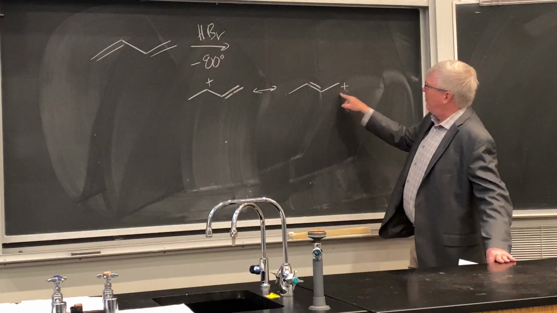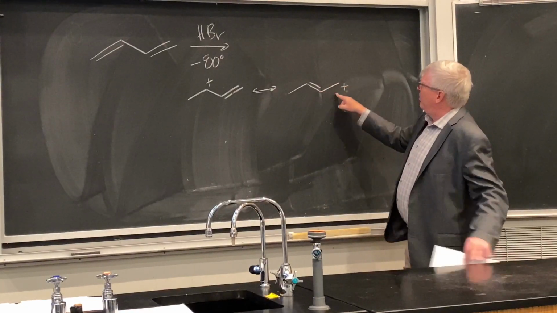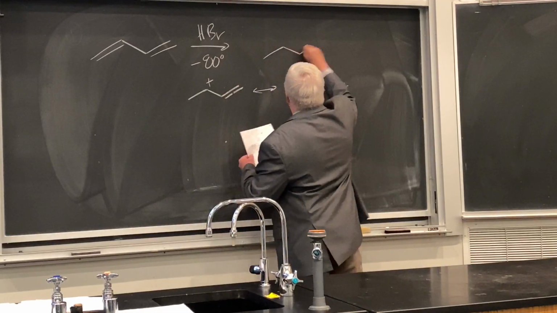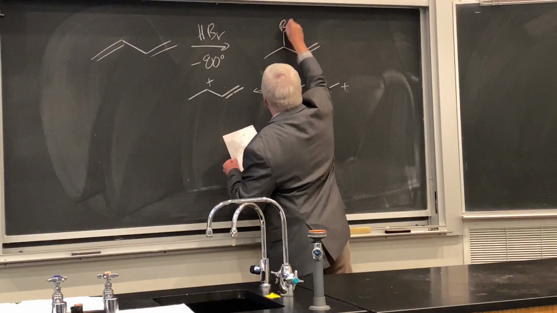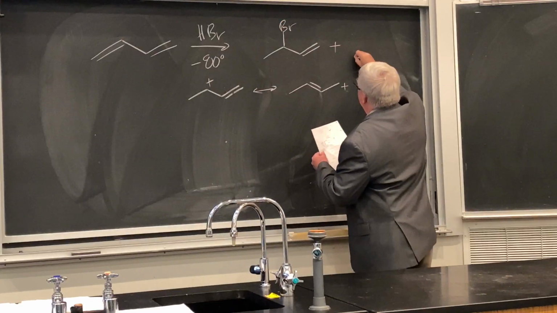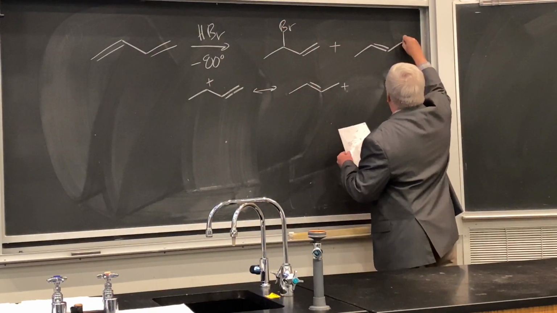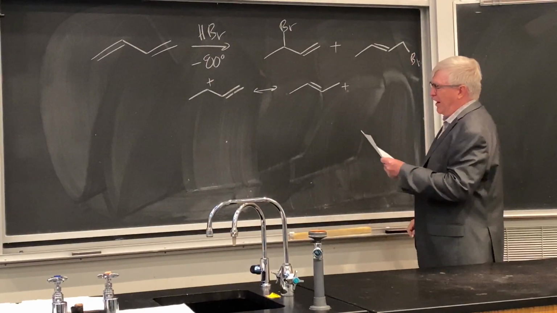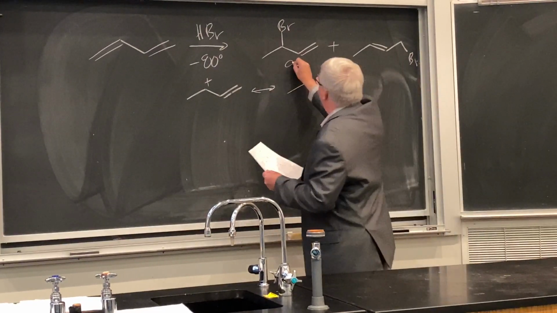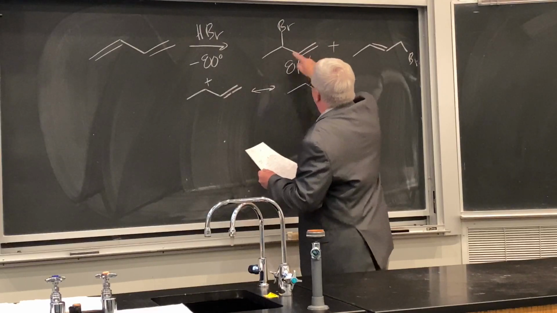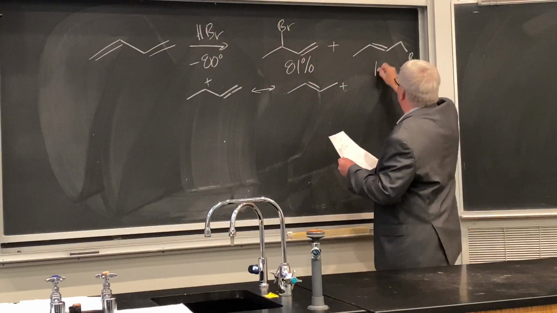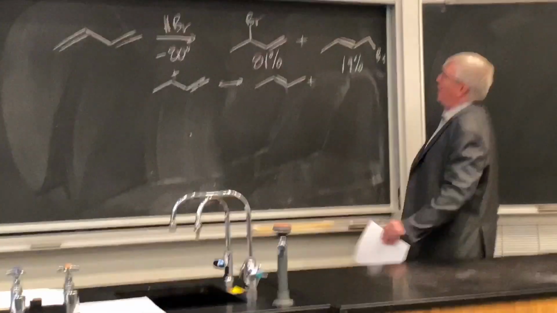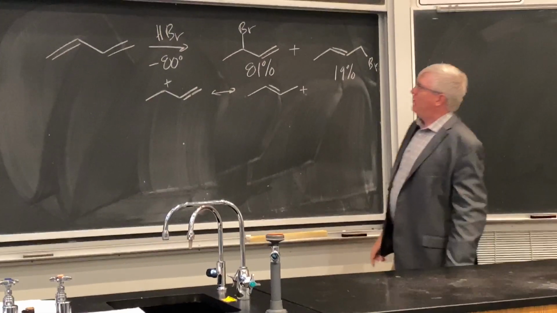And then we've got the resonance forms here, secondary versus primary. So what are the two products there? We can get this product, plus we can get this product. Let's see, at minus 80 degrees, it's 81% that one, and 19% this one. Okay, now let's label these based on the mechanism.